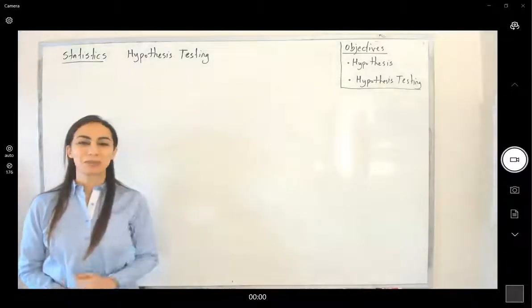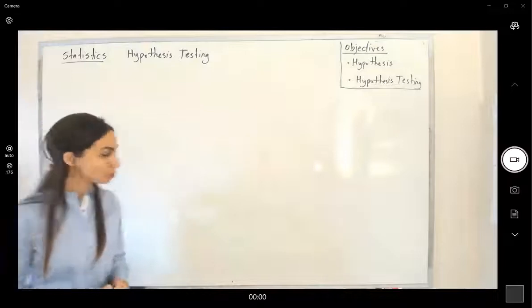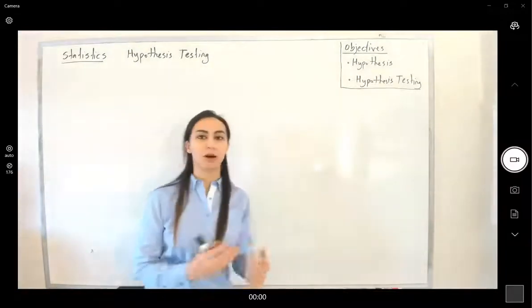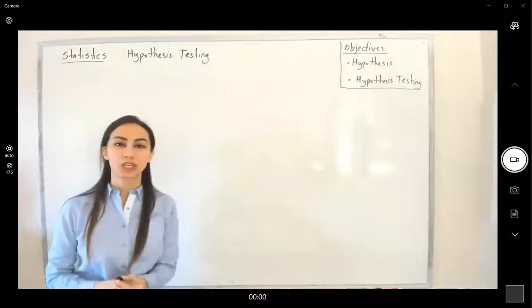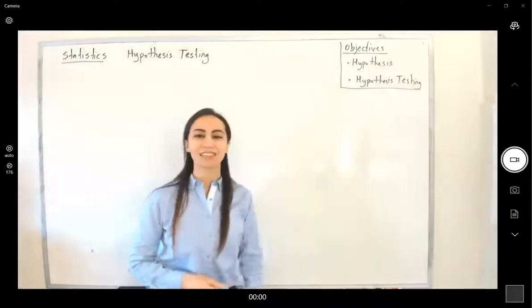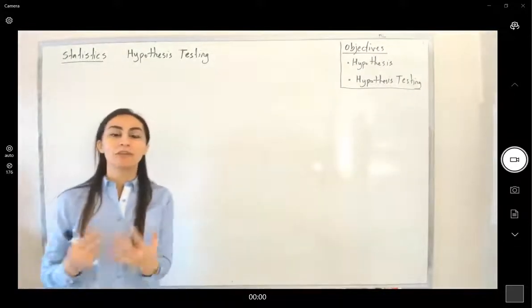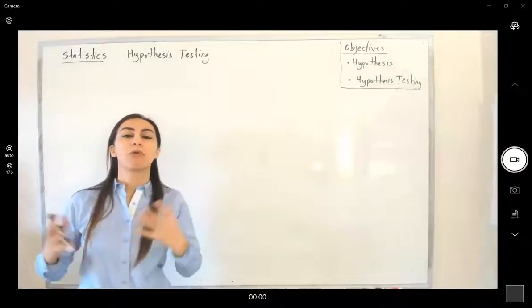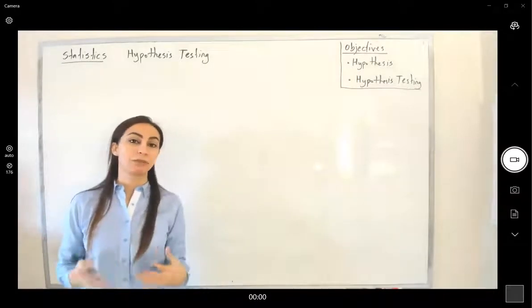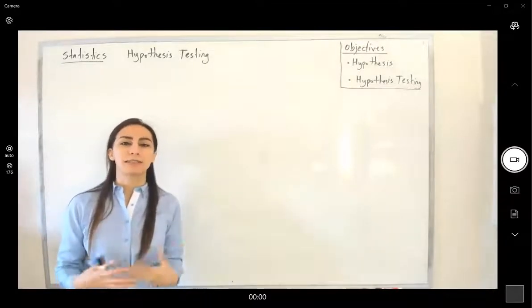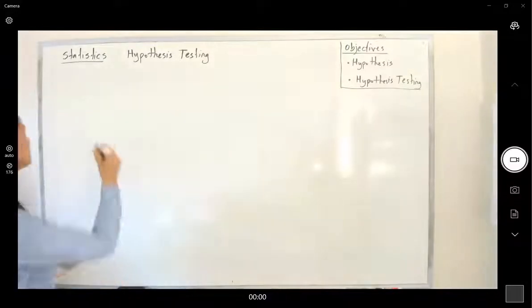Well, today we're going to talk about hypothesis testing. So our objectives are talking about hypotheses, which are educated guesses, and hypothesis testing. When we are making claims about a population parameter, it means that we are dealing with statistical hypotheses.